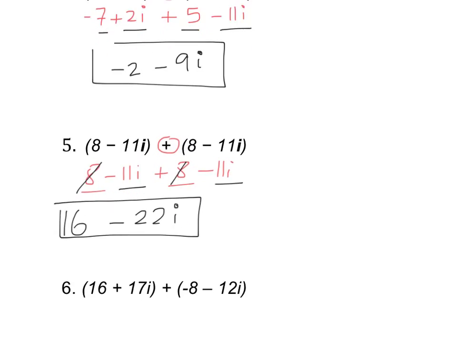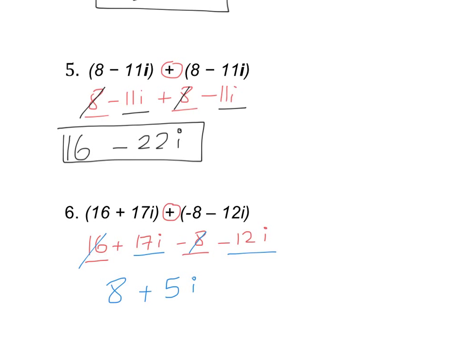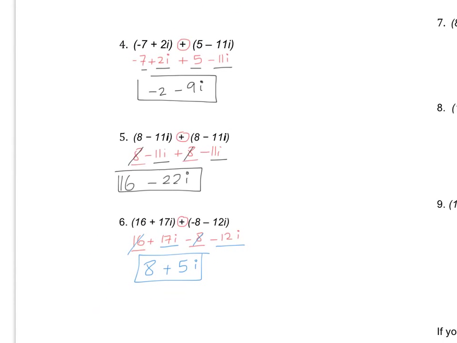So let's move on. Let's try to add these two complex numbers. Since I have addition between them, I can just drop the parentheses and combine like terms. So 16 minus 8, that's an 8. 17i and -12i, so 17 minus 12, that's a 5. And don't forget to add the i. So that's it. This is how we add complex numbers.